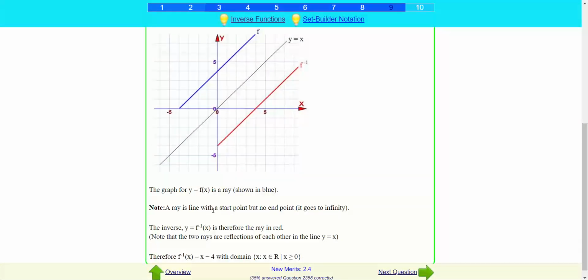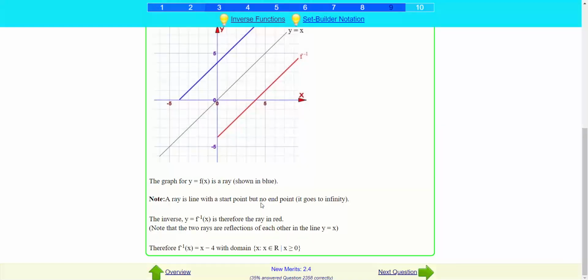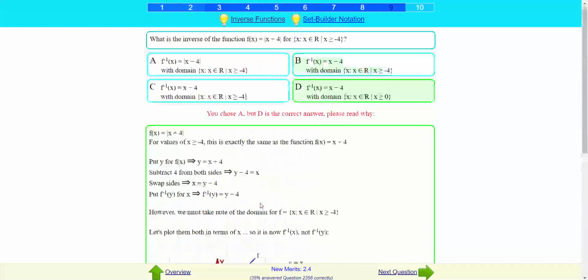A ray is a line with a start point but no end point. It goes to infinity. The inverse, therefore, is the ray in red. Note that the two rays are reflections of each other in the line y equals x. Therefore, with the domain greater or equal to 0. I'm not really clear on this.